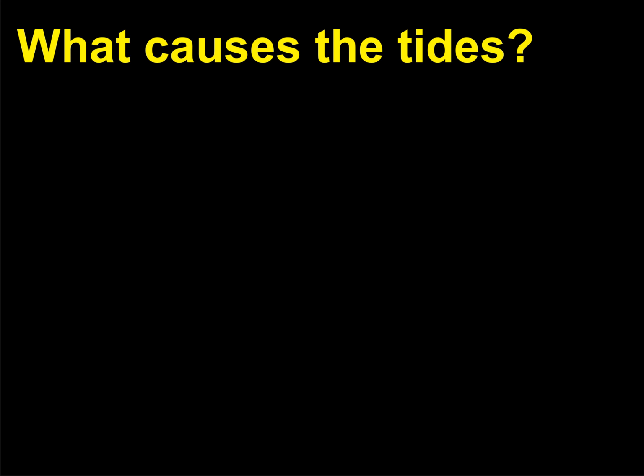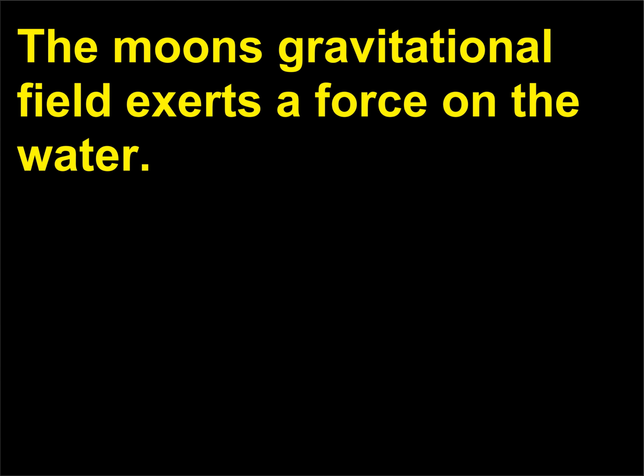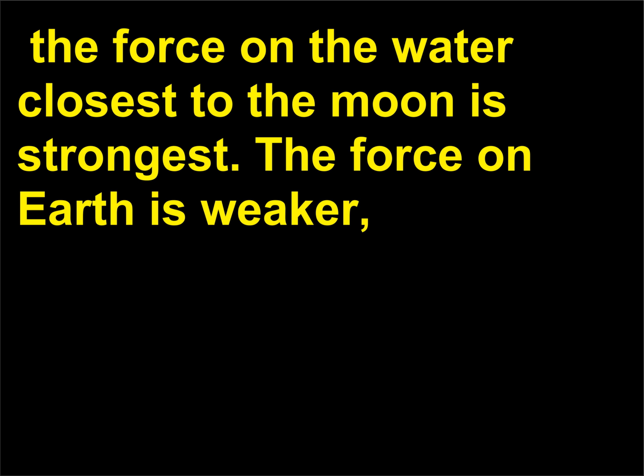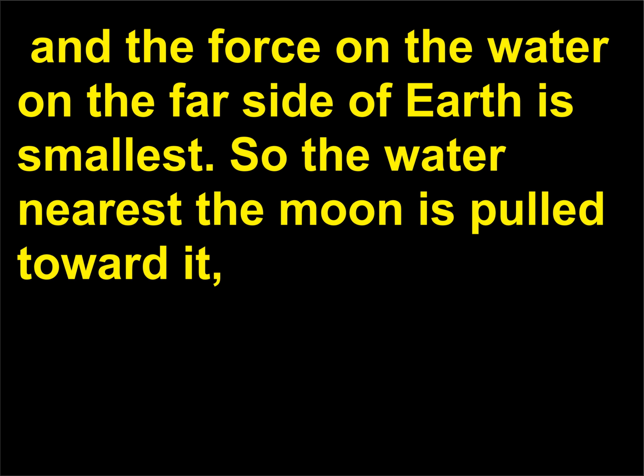What causes the tides? The moon's gravitational field exerts a force on the water. Because the field and force depend on distance, the force on the water closest to the moon is strongest. The force on Earth is weaker, and the force on the water on the far side of Earth is smallest.